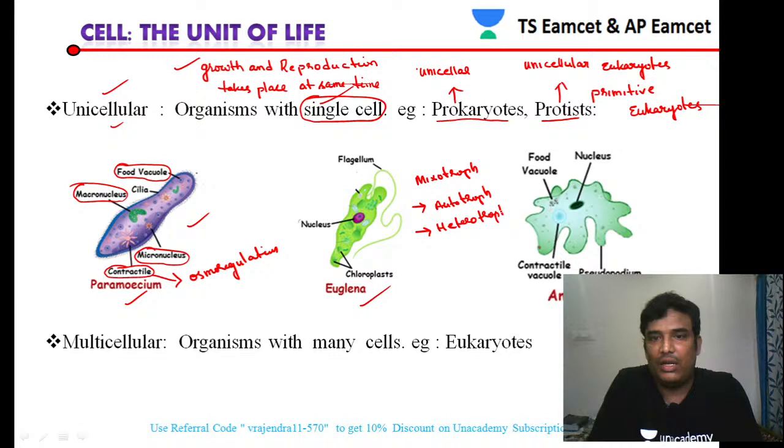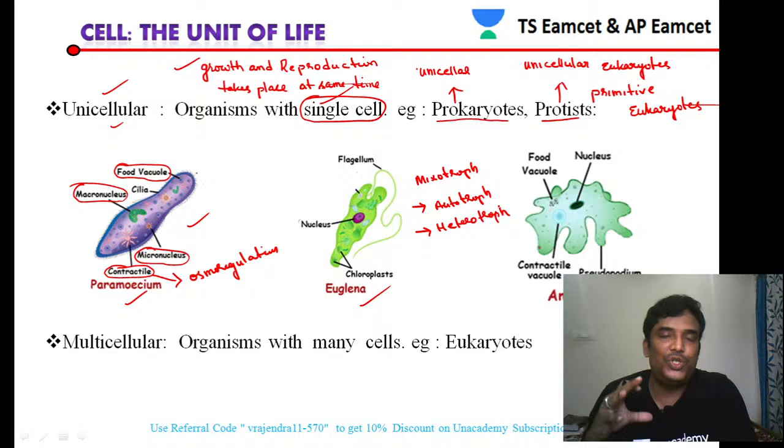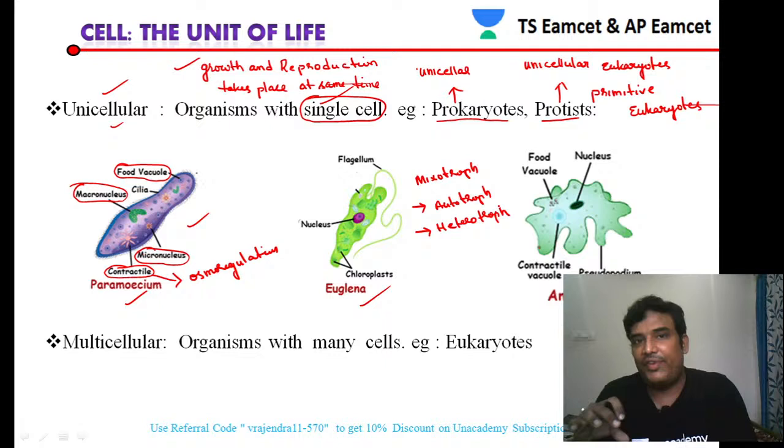An important characteristic of Euglena is that it acts as a connecting link between plants and animals. Euglena has chloroplasts, so during the daytime it undergoes photosynthesis and behaves as an autotroph. In the absence of light, at night, it acts as a heterotroph. Because of this, mixotrophic nutrition is present in Euglena.